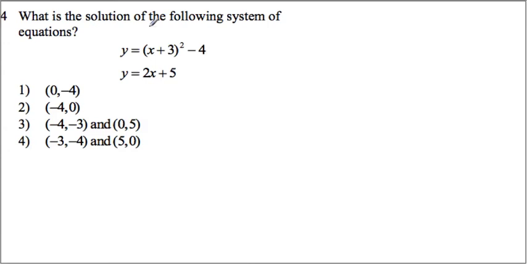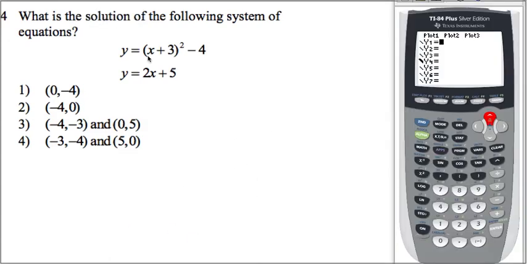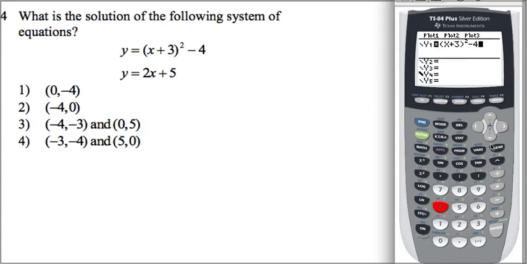Here we have, what is the solution of the following system of equations? Now, what we can do is this. We can simply graph them and then try to get the answer. So when you take out the calculator, we have y equals, so let's put them in together, (x plus 3) squared minus 4. The bottom one is 2x plus 5. Now, if you had to sketch them, zoom standard right over here, number 6.